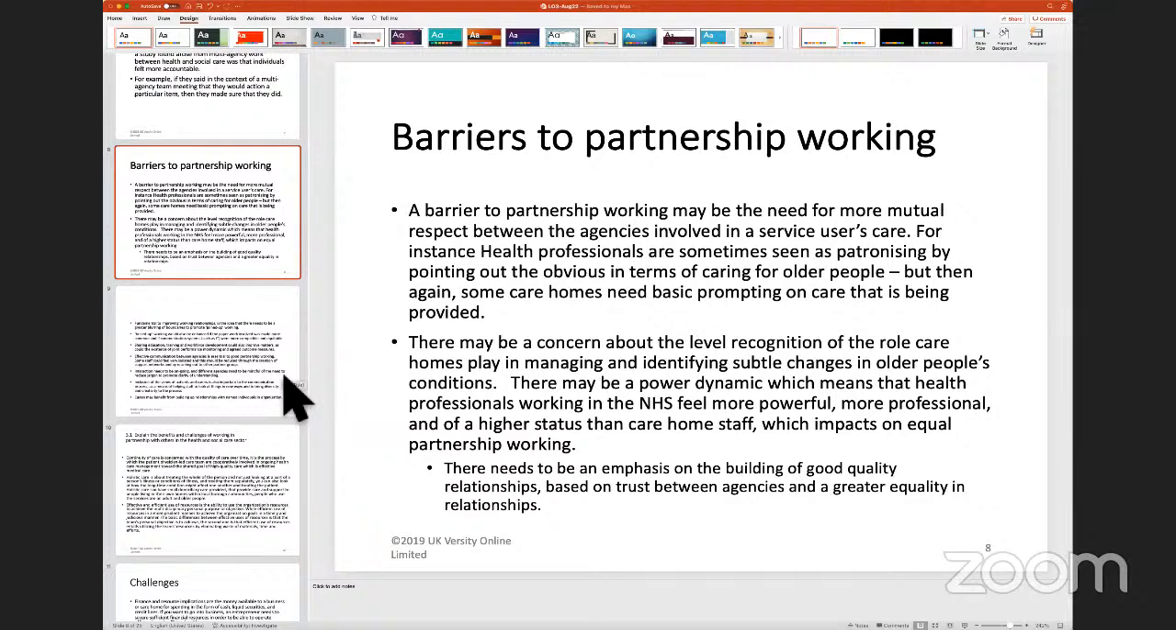And now let's look at understanding benefits of partnership working. Now, lots of barriers to partnership working are possible. So let's look at the barriers first.